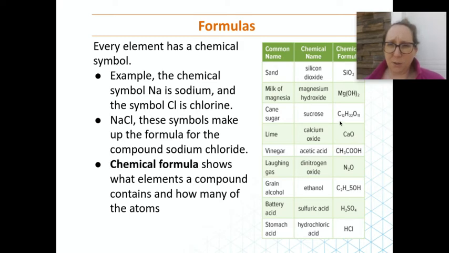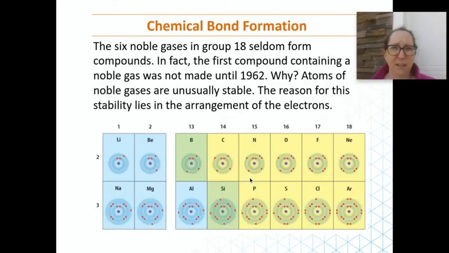If you go up here, sucrose, sugar, C12H22O11. So in one molecule of this compound, there are 12 carbons, 22 hydrogens, and 11 oxygens. Okay? All right, so this should look semi-familiar.